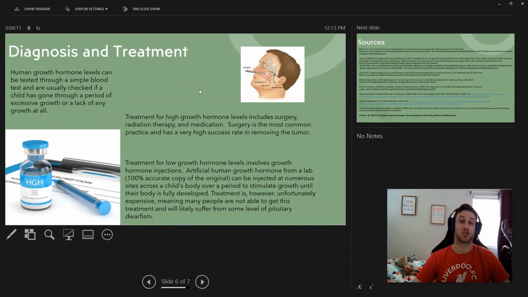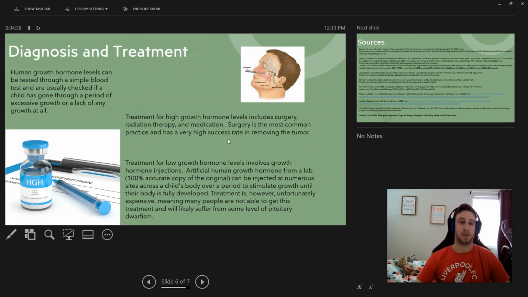For diagnosis and treatment, it is diagnosed through a simple blood test. They can get your levels from there and determine what we need to do. They're also going to look at your development as a child. If you're slow to develop, a lot of times they will up growth hormone a little bit. Even if the levels seem to just be on the low side of healthy, they might up it depending on what a child needs.